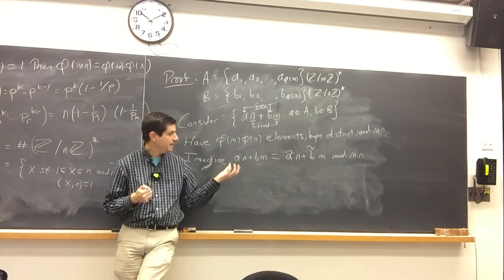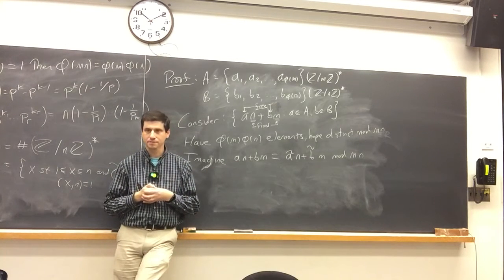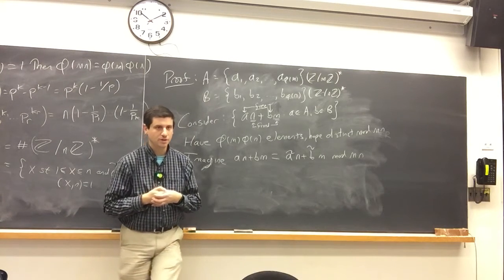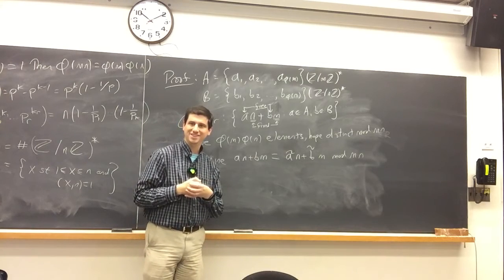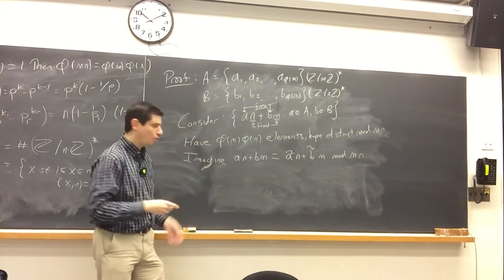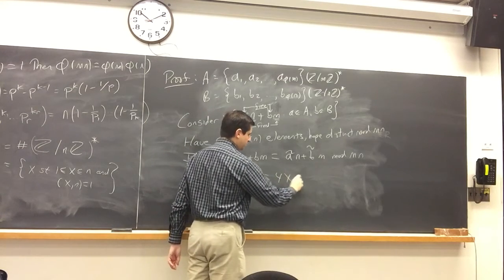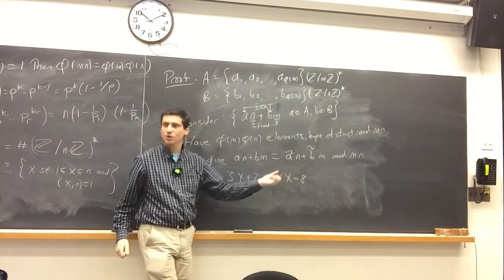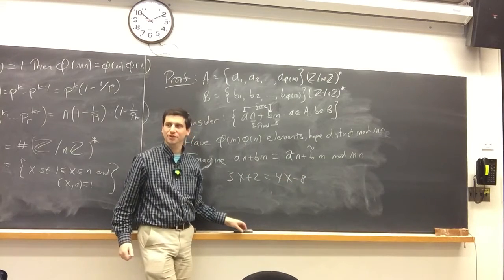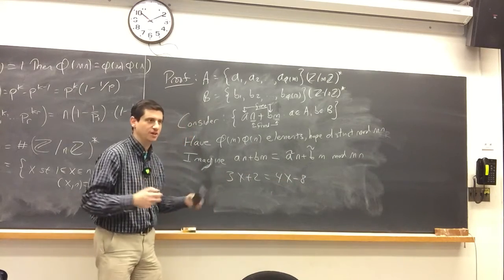So we know m and n are relatively prime. Years ago when you had 3x plus 2 equals 4x minus 8, you would bring all the x's on one side and all the constants on the other, and you would solve it. We're doing the same thing here.